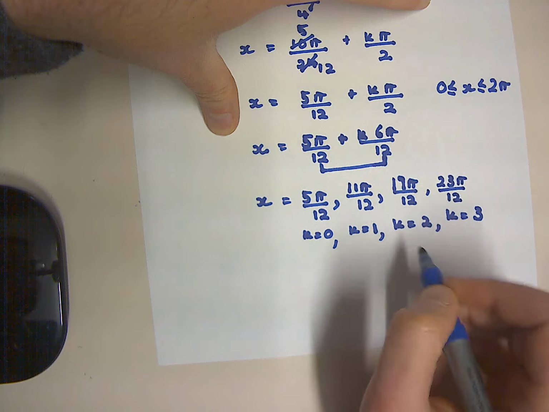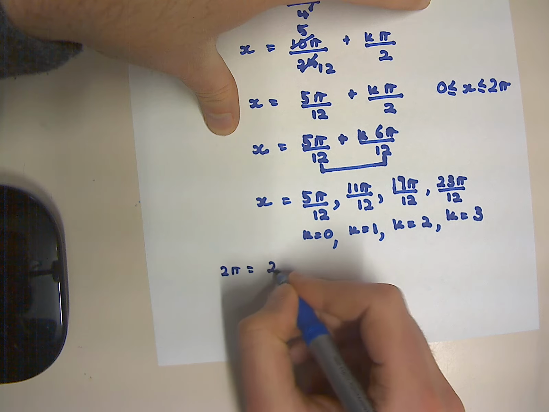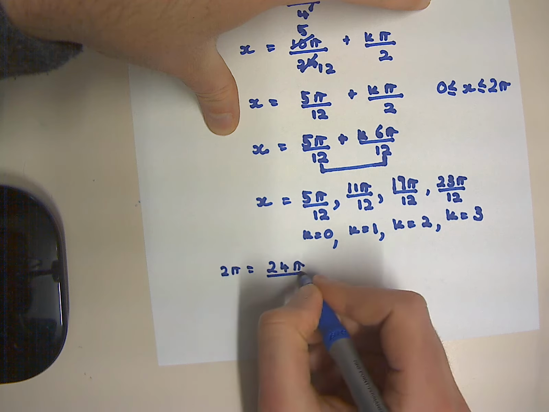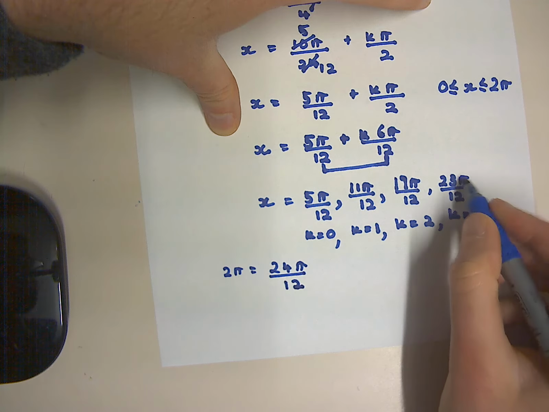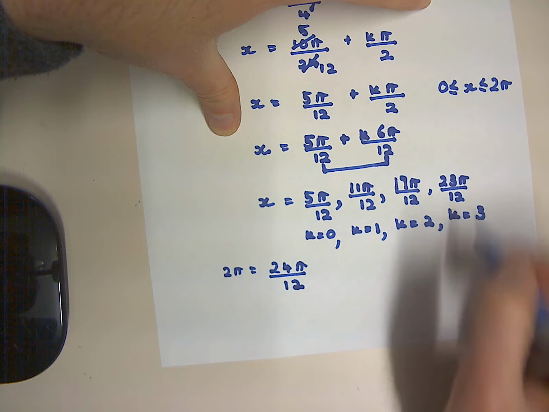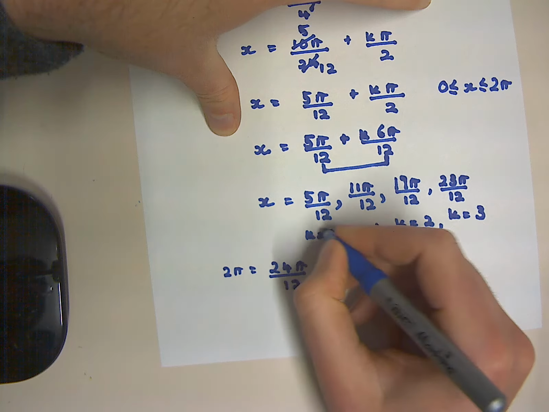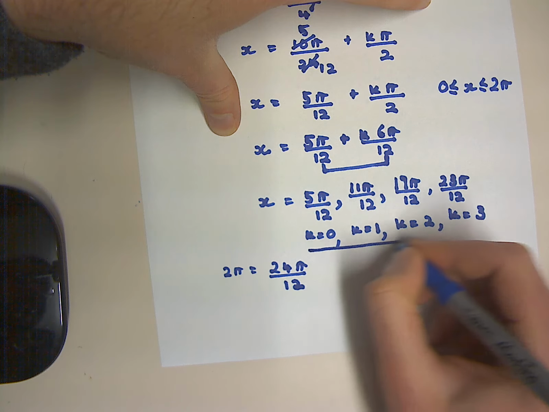Now, 2 pi is 24 pi on 12. So if I go to k equals 4, I'm going to be beyond 24 pi on 12. And so these are all your solutions.